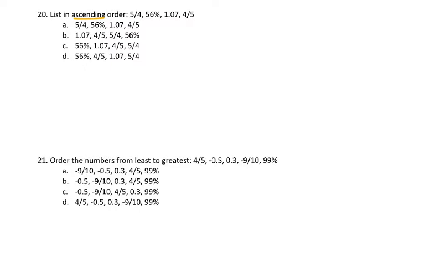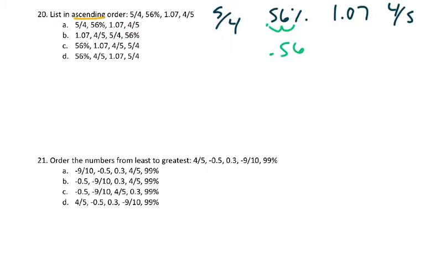So let's make them all decimals to compare. The easiest one to start with would be 56%. Remember, percent means out of 100, so you move it 2 times like it's in the hundredths place. Now you have 0.56. The next one I would look at is 5/4. That's like having 5 quarters. If you have 5 quarters, you have $1.25. 1.07 is already in decimal form.